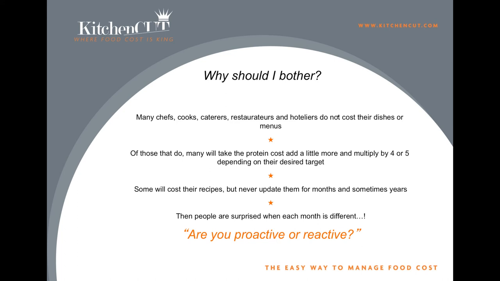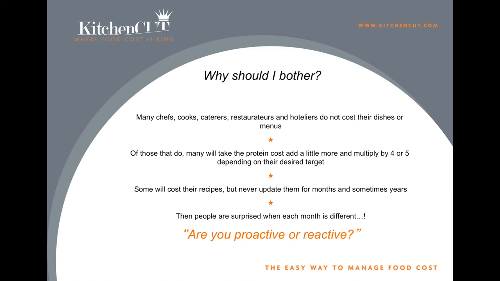And those that do costings, many would take just the protein cost. They'll add a little bit more to it. They'll multiply it by 4 or 5, depending on their desired target, or if there's a tax element they need to add to their pricing. And that gives a rough pricing of what it is, and then maybe they add a little bit of a cushion as well. Which again is not a bad way of doing costings, and many people do this quite successfully. However, there's a high level of inaccuracy with that, and it is quite difficult to manage on a regular basis.